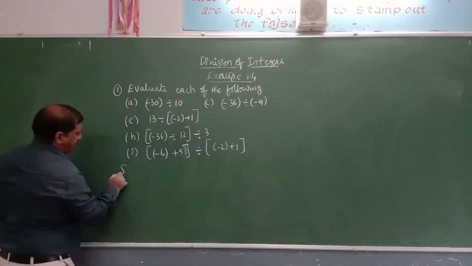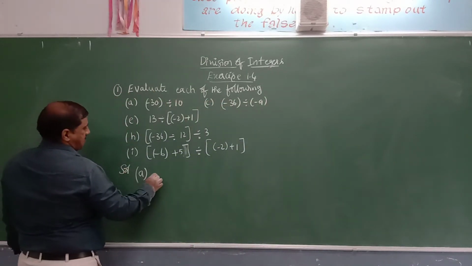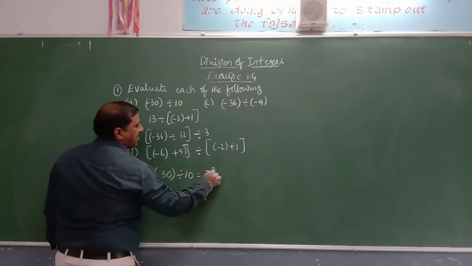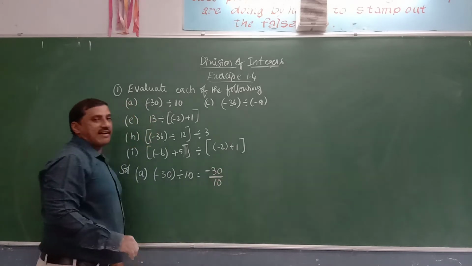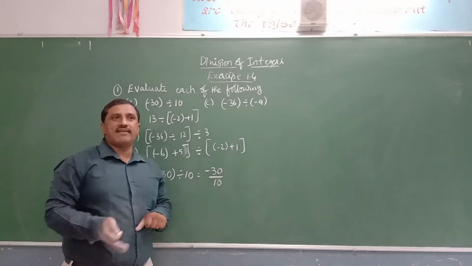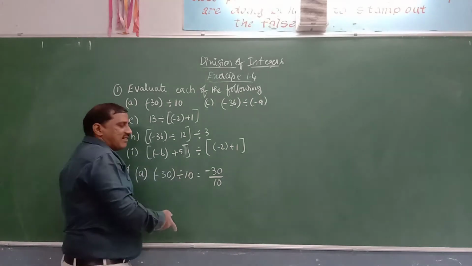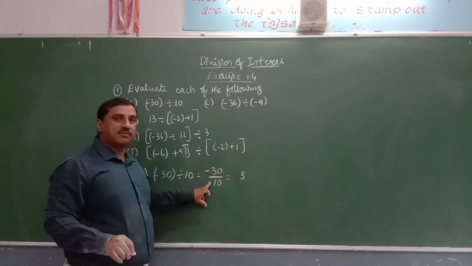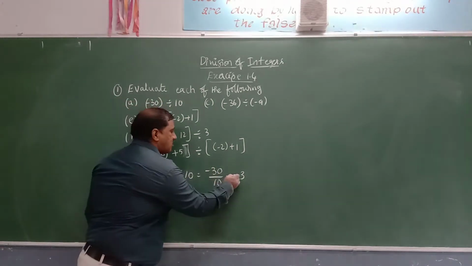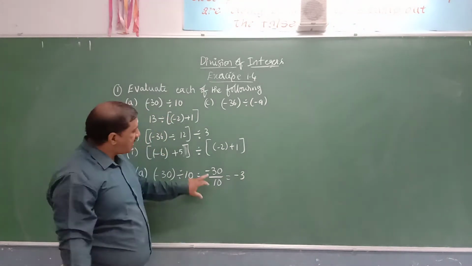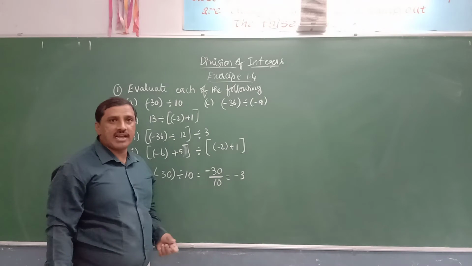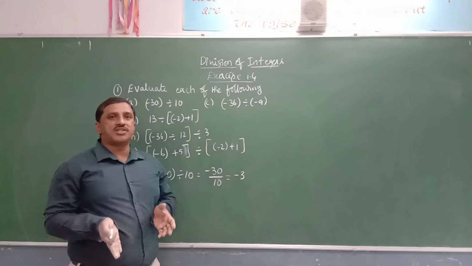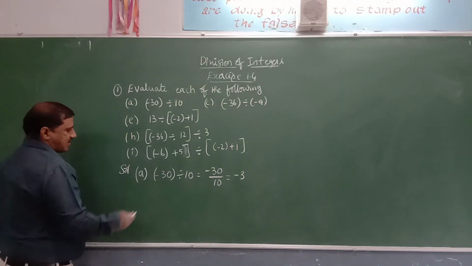So the first sum, A: minus 30 divided by 10. As I said, ignore the signs and divide the numbers as whole numbers. Divide 30 by 10. 10 threes are 30, so we get 3. We are dividing a negative integer by a positive integer, so different signs are there, and we always get minus. Minus 3. Different signs give a minus sign; same signs give a positive sign. Therefore the quotient is minus 3.